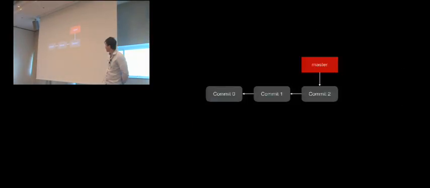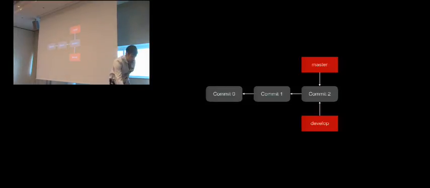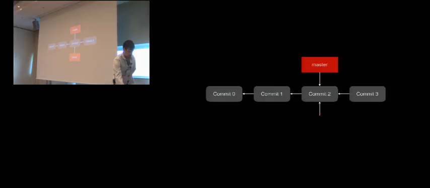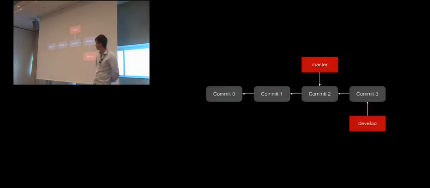All right. A branch in Git is a pointer to a commit. So in this example repo, we have three commits and one master branch pointing to commit two. You could create a new branch, develop, that points to the same commit. And now if you switch to that branch and make a new commit, commit three, then this new commit belongs to branch develop only. Great.